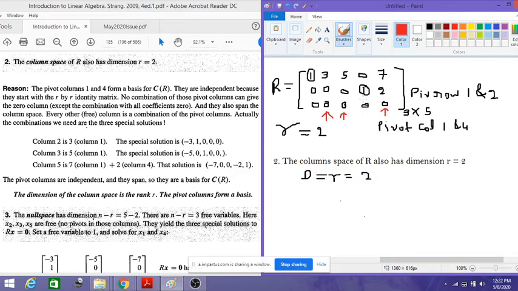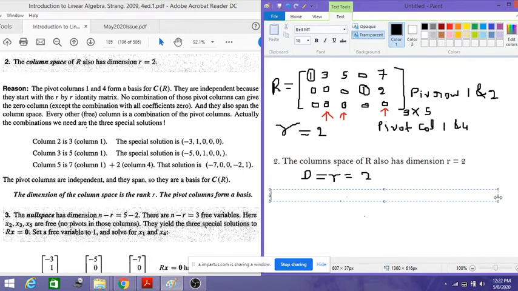So we'll get 3 special solutions here, and the pivot columns form the basis in this case. In the previous case, the non-zero rows form the basis for the row space. For the column space, let me write the definition here. The dimension of the column space is the rank R, so that we already know. But what is the basis vector for this?